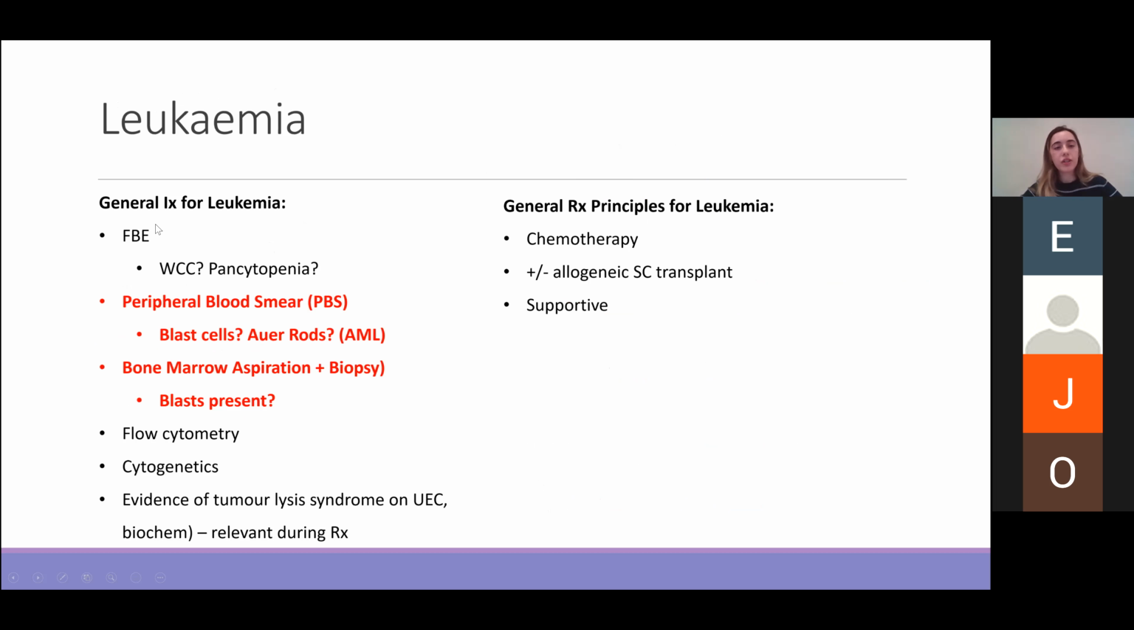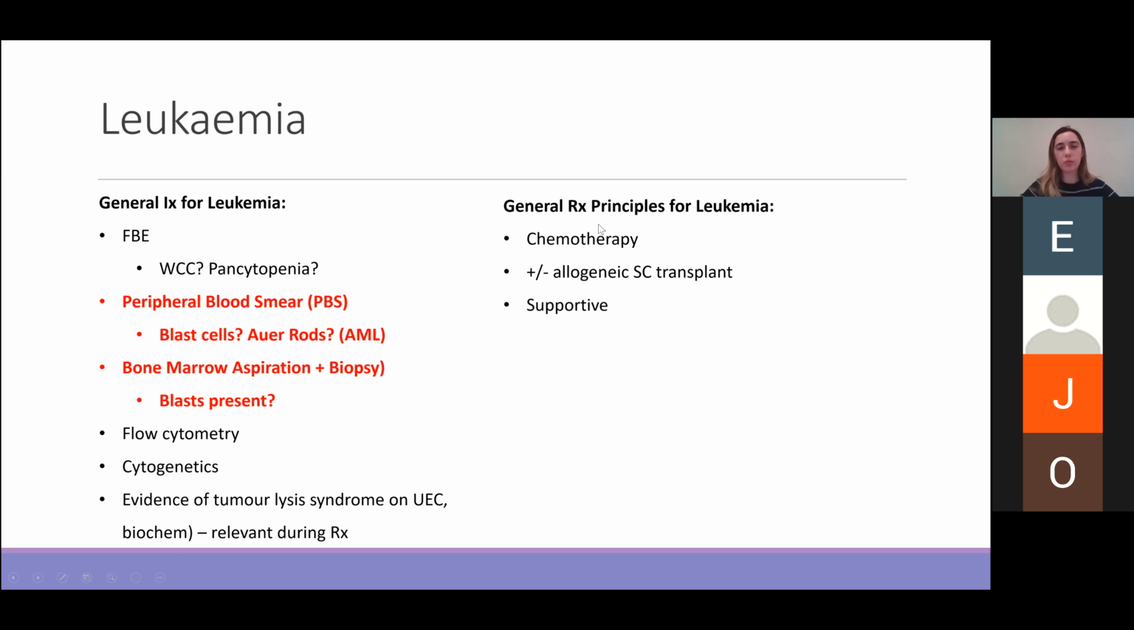Okay, so general investigations. Obviously, you can do a full blood count. You can do a blood smear. Both, you can do a bone marrow one and a peripheral blood one, and that can give you some specific clues as to what type of leukemia. And then you've got some more specialized testing, which isn't as core or anything.